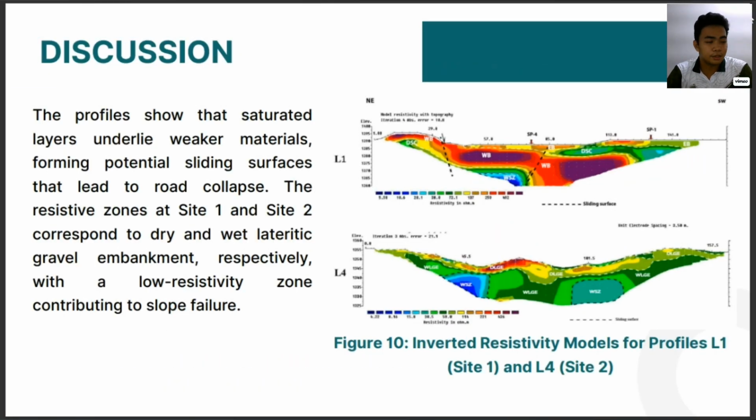Now we have our discussion. We can see in figure 10 the profiles at site 1 and site 2. It shows resistive zones with dry lateritic gravel embankment at the surface and wet lateritic gravel embankment at the intermediate zone. A low resistivity zone, a water saturated zone, contributes to slope failure. The upper layer is road embankment material, followed by a dry silty clay zone and a highly conductive water saturated zone. Weathered basalt is observed beneath these layers.